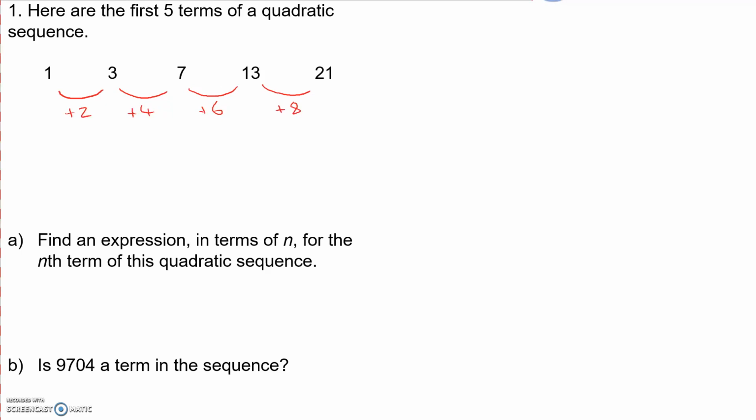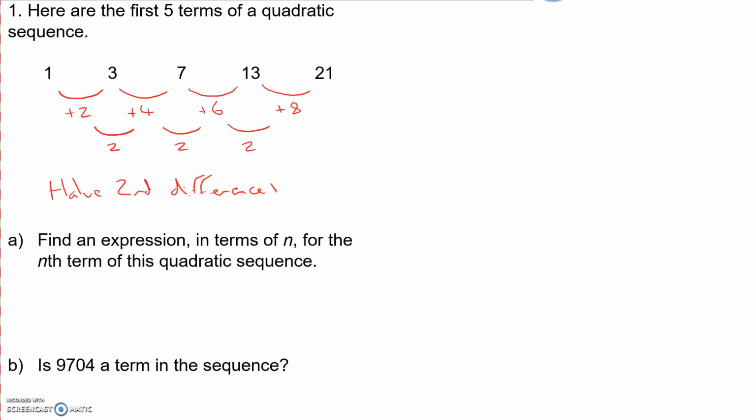We find the second differences. Let's find the second differences. The gap between the 2 and the 4, we've got 2. The gap between the 4 and 6, 2. The gap between the 6 and the 8, we've got 2. Now that 2 tells us the number of n squareds. But it doesn't just tell us it's 2n squared, we have to remember that we halve the second differences.